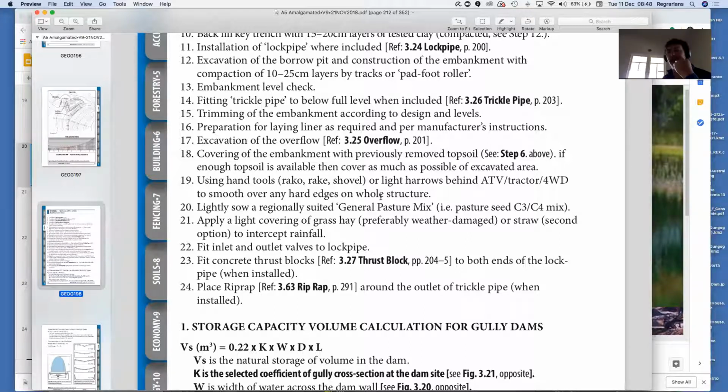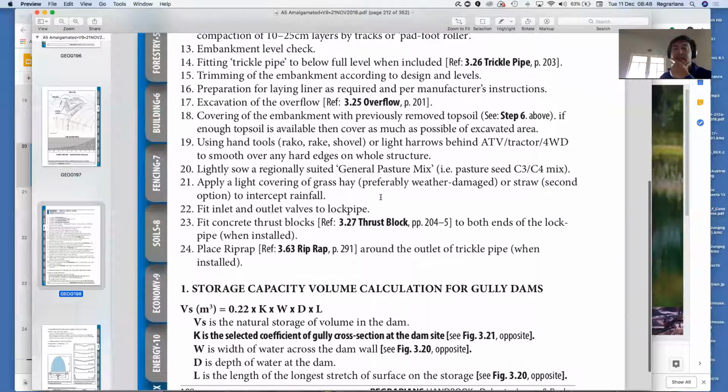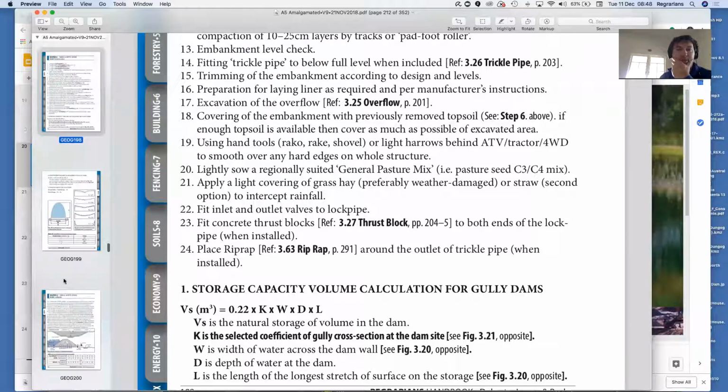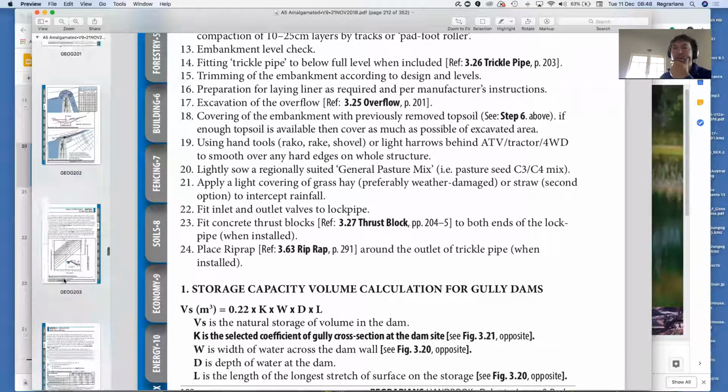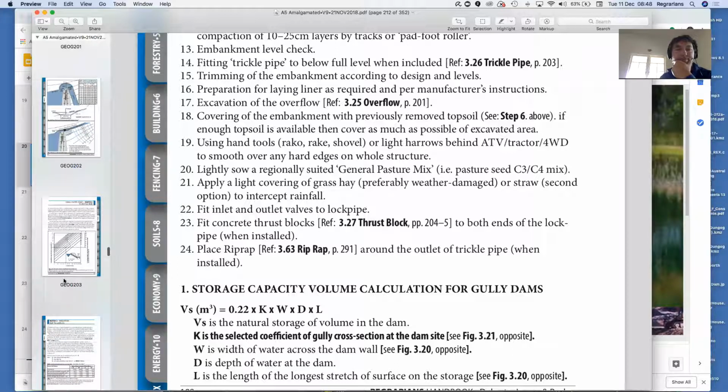Then we fit any inlet and outlet valves to the lock pipe and fit any thrust blocks on the lock pipe as required, and install any rip-rap or rock at the base of the trickle pipe and so on. So yeah, you can have a look through all of that. Now, we've only got a little bit of time to go.